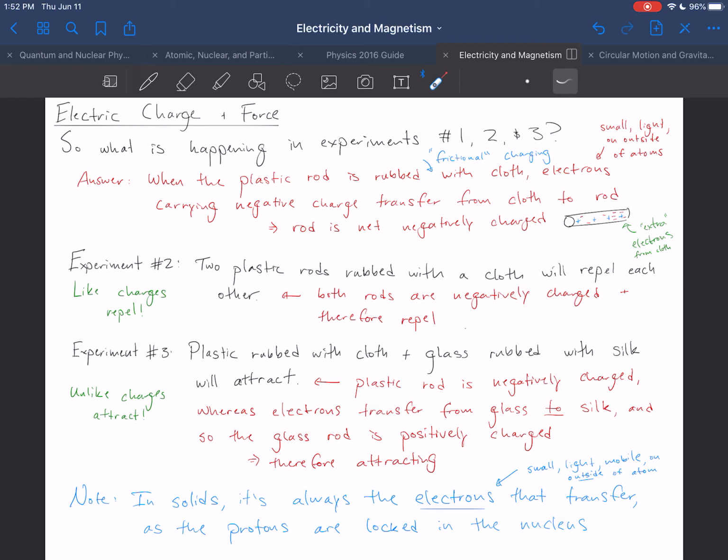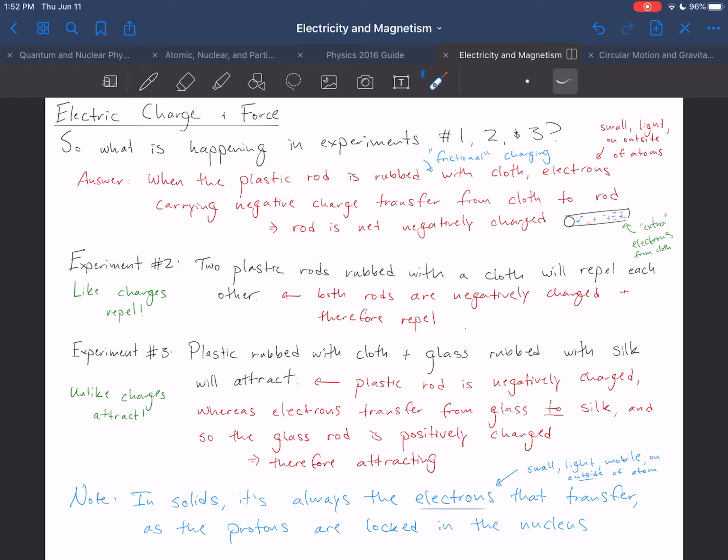So, what is happening in experiments numbers 1, 2, and 3? As it turns out, experiment number 2 and experiment number 3 are a little bit easier to explain, so we'll start with those. And it fundamentally begins when, in those experiments, the plastic rod is rubbed with a cloth. If you did this with a comb and a t-shirt, it's the same process, for rubbing the comb with the t-shirt, or for that matter, for rubbing the balloon on your head.